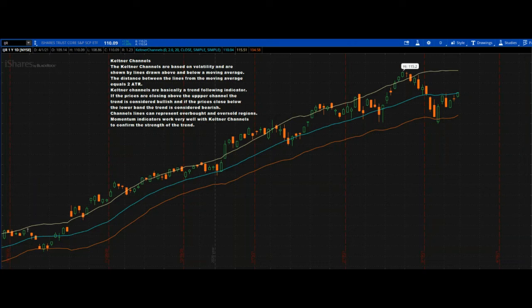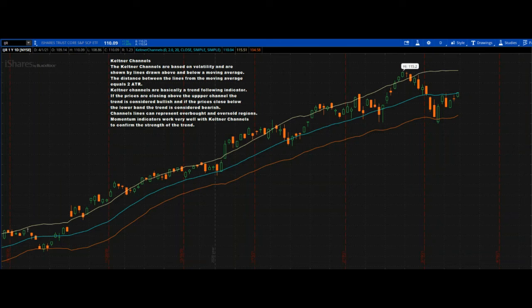So the Keltner channels are based on volatility and are shown by lines drawn above and below a moving average. The distance between the line and the moving average equals 2 ATR right here. From here to here is 2 ATR. Keltner channels are basically a trend following indicator.